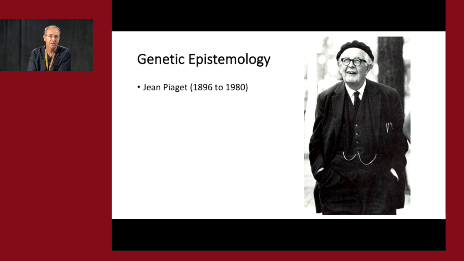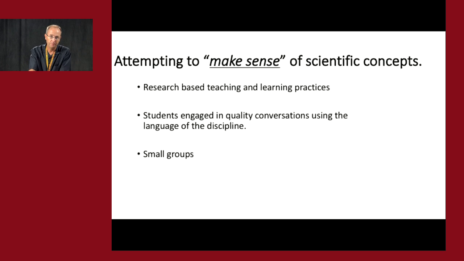And a person that built on Vygotsky was Piaget, genetic epistemology. Epistemology is the study of knowledge, or how do we know what we know. But you combine Vygotsky and Piaget, you've got a really strong learning theory. And what we're doing, in all cases, is trying to make sense of scientific concepts. How does your body work? How does the nervous system work? How does a muscle work? Trying to make sense of scientific concepts. This is all based on research-based teaching and learning practices, and it's going to involve small group learning.